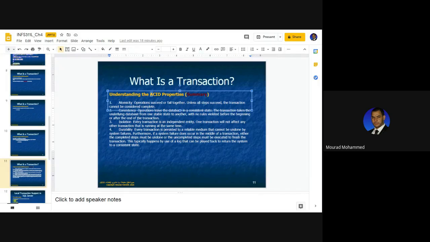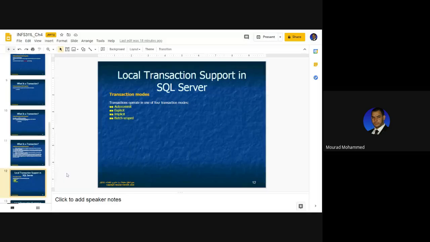Remember, we have 4 properties: atomicity, consistency, isolation, and durability. Each describes a list of actions that have to be respected. I'll stop at this level. Next we'll see the transaction modes and the isolation levels.